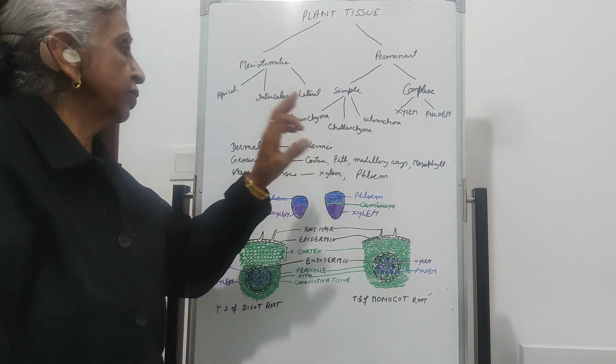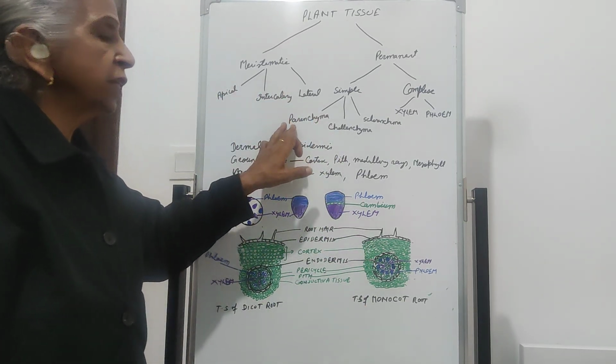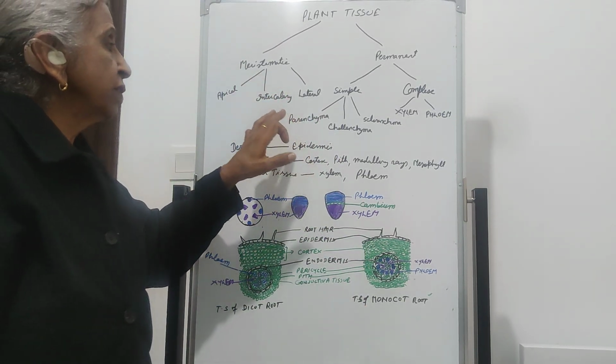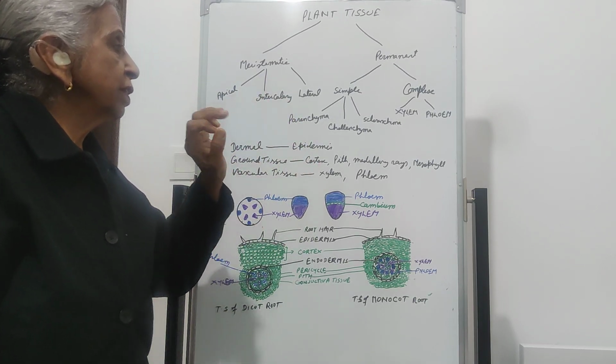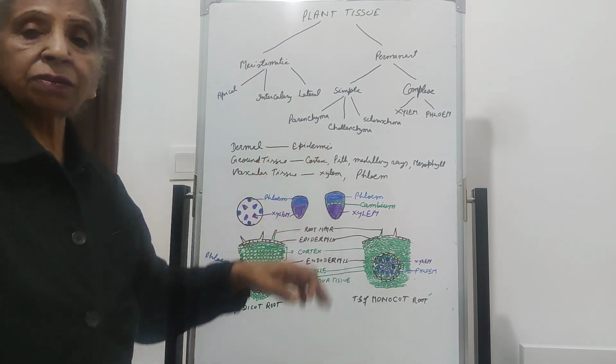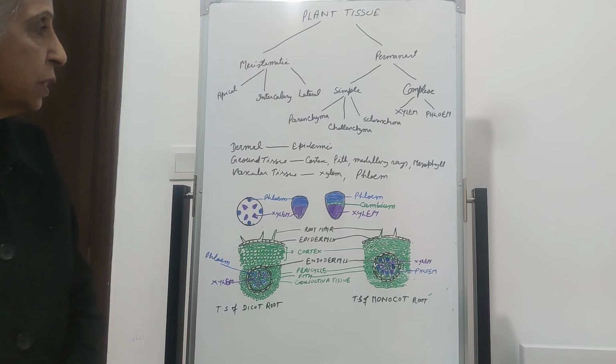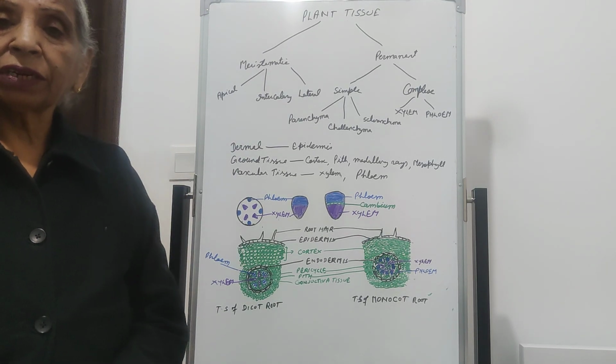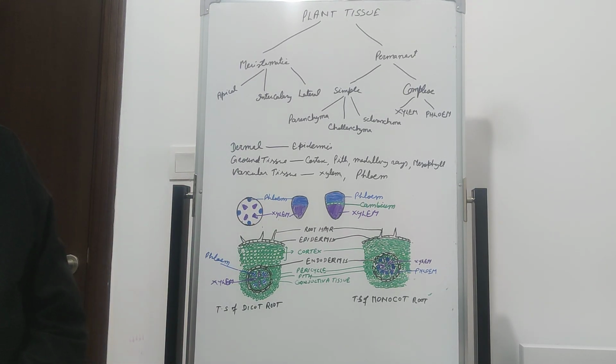So they provide elasticity. Parenchyma cells are for storage, food synthesis, and providing buoyancy. Collenchyma cells provide elasticity. Sclerenchyma cells are protective, and they provide mechanical support to the plant.